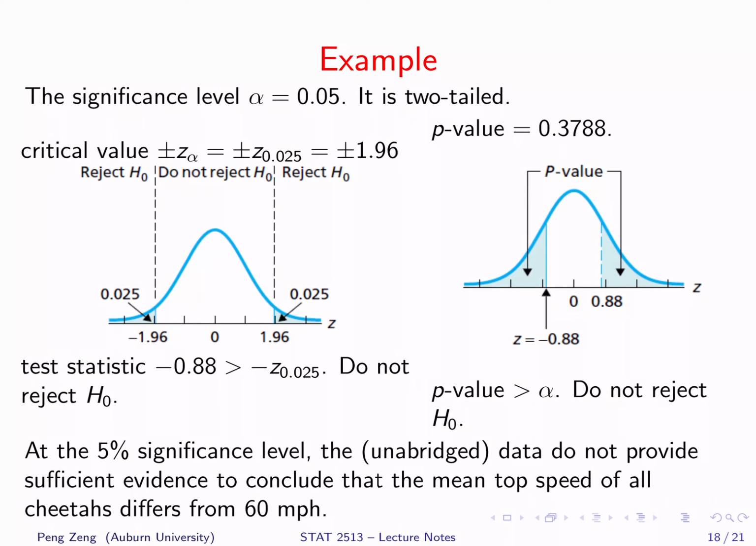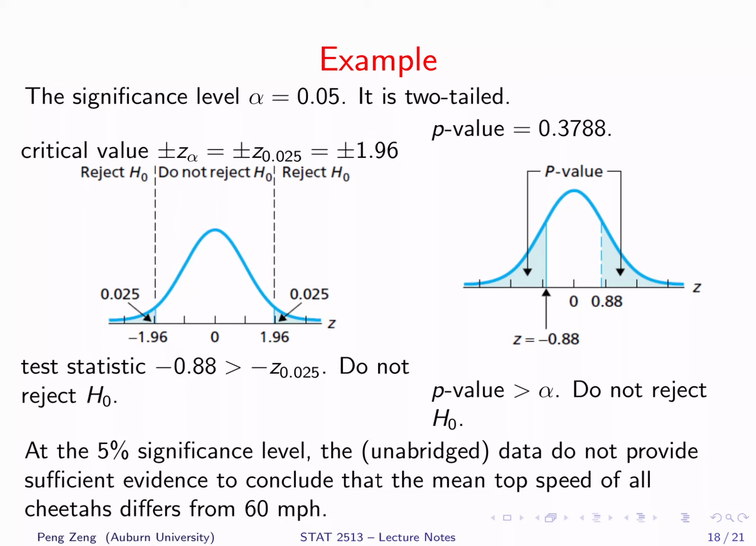We can use either the critical value approach or p-value approach. Using the critical value approach, we need to find critical values. Notice that for a two-tailed test, there are two critical values, which are on both tails. They are 1.96 and negative 1.96. The rejection region is larger than 1.96 or smaller than negative 1.96. The test statistic is negative 0.88, which does not fall inside of the rejection region. Therefore, we do not reject H0.